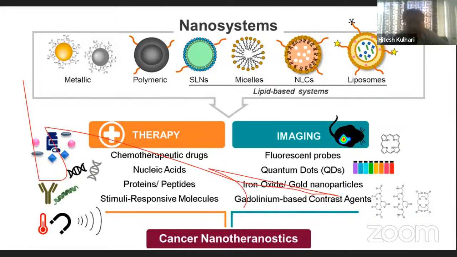So in cancer, we can say the nanosystems, polymer-based, lipid-based or protein-based nanoparticles, can help us design nanomedicine that can be used in therapy for delivering chemotherapeutic agents, proteins or peptides. On the other hand, metal oxide nanoparticles can be used in imaging.